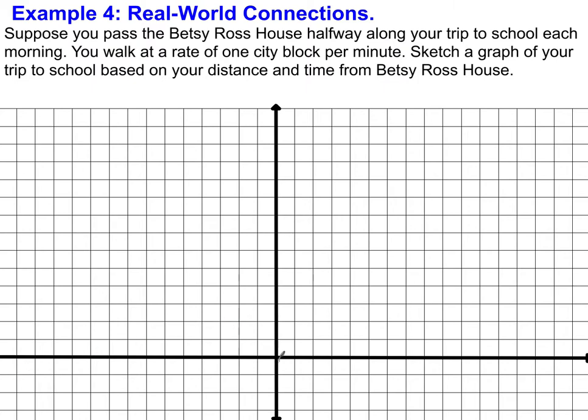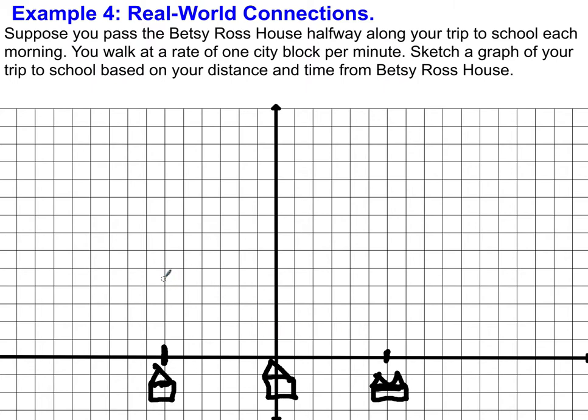So here's an example. Let's draw a little house right here. This is Betsy Ross's house. And it's halfway on my way to school. So let's say my house is right here. And then the school. This is the school. I'll draw 2 roofs because it's a lot bigger.